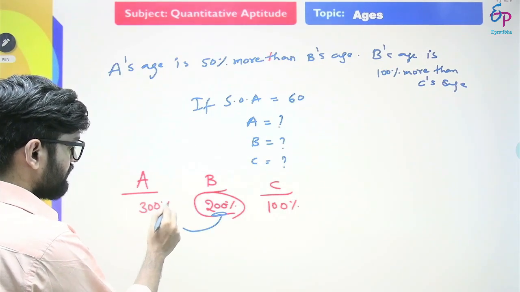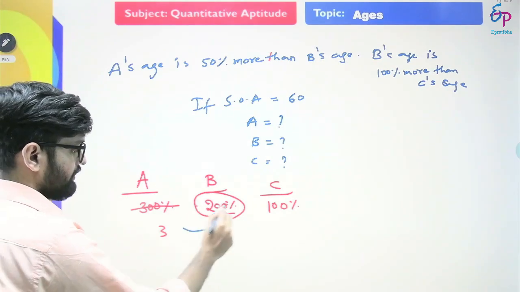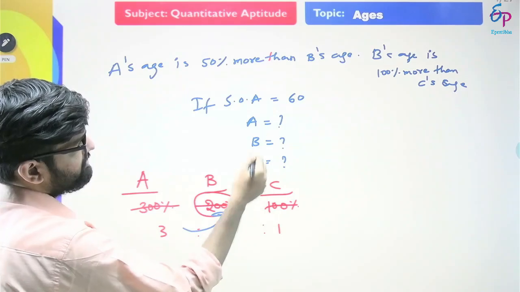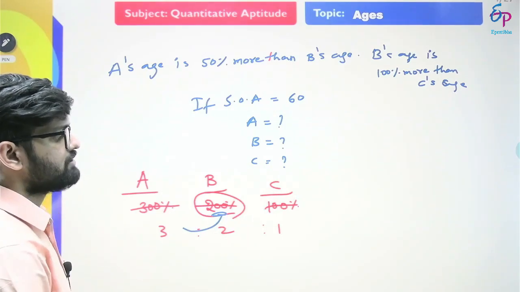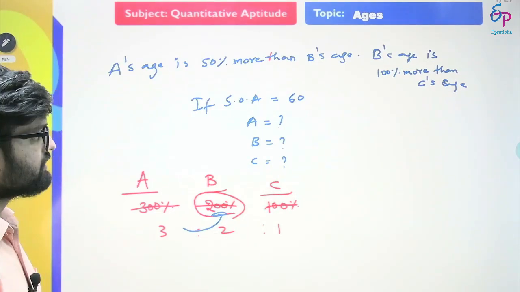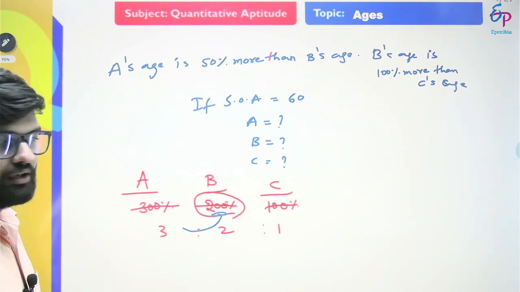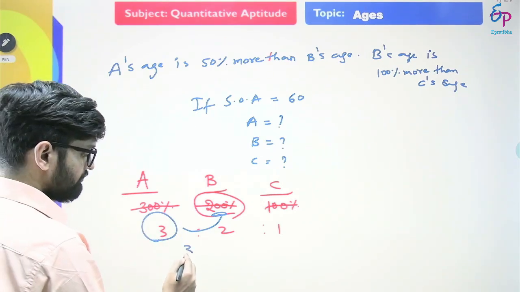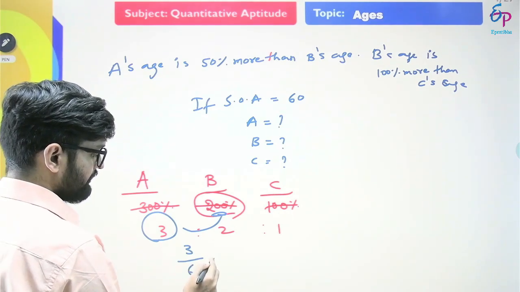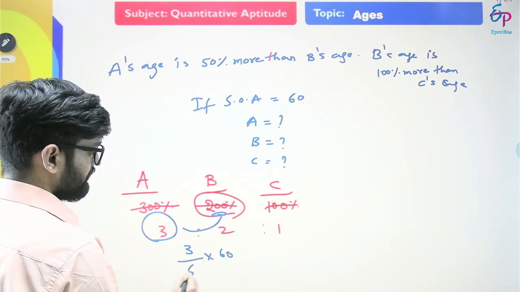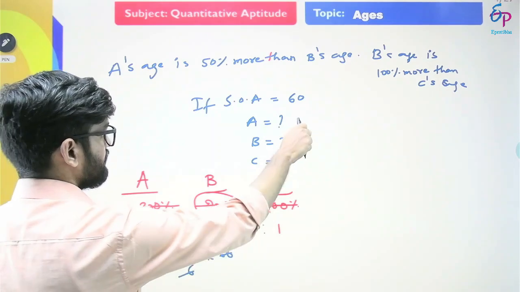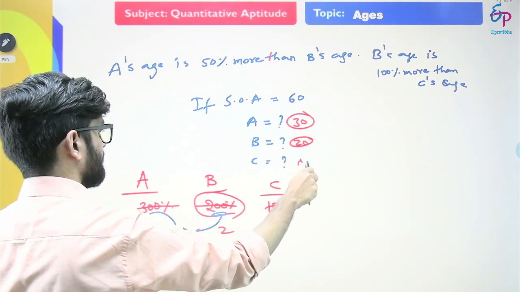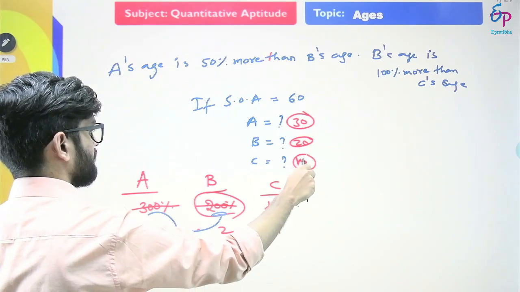So what is the ratio? The ratio is 3, 2 and 1 hundreds. Or you can take 600% is equal to 60, which means 100% is equal to 10. What is A's age? As we have seen in the ratios part, this is 3 by 6 into 60. This is 30. A's value is 30, B's value will be 20, C's value will be 10.